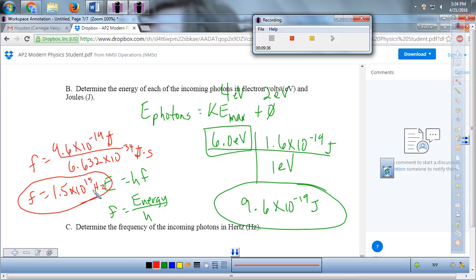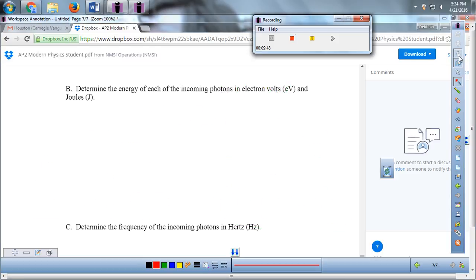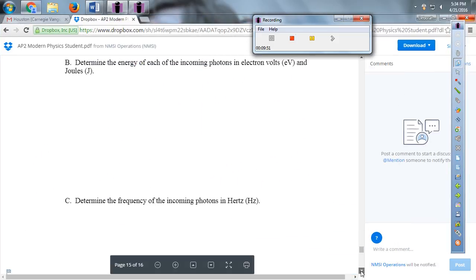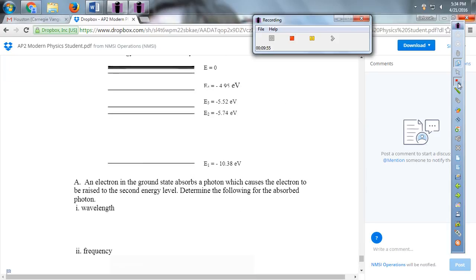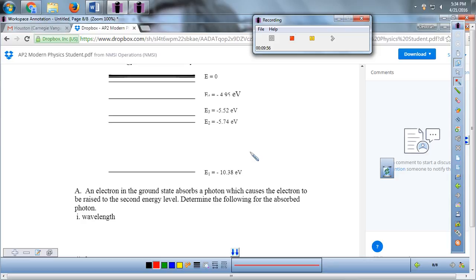All right, then I flipped the page over. And there was one more. And I said, yippee skippy, let me do that one. So let's get rid of all this stuff. And we'll use the mouse and we'll go on down and figure out this last one, because I don't think it's very hard either. All right, so here's what I said. An electron in the ground state absorbs a photon which causes the electron to be raised to the second energy level. Determine the following for the absorbed photon.